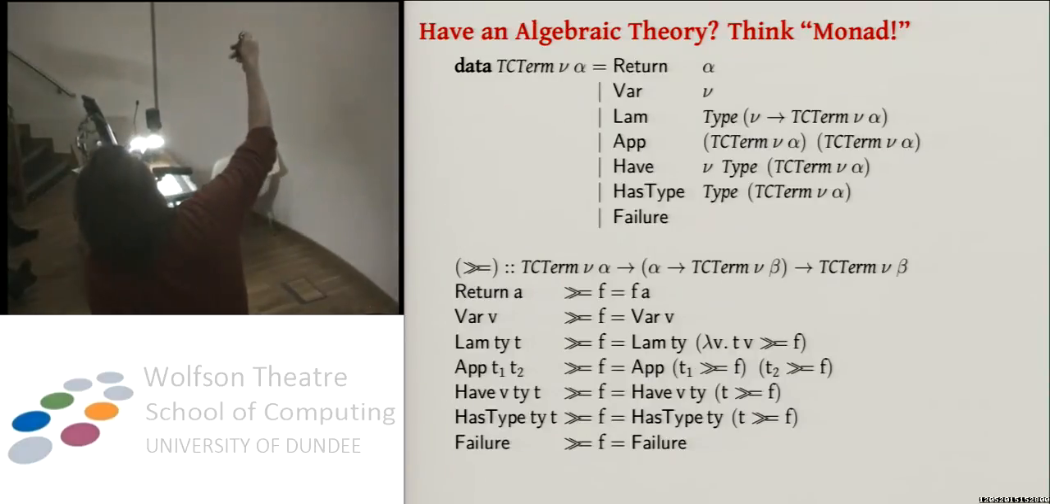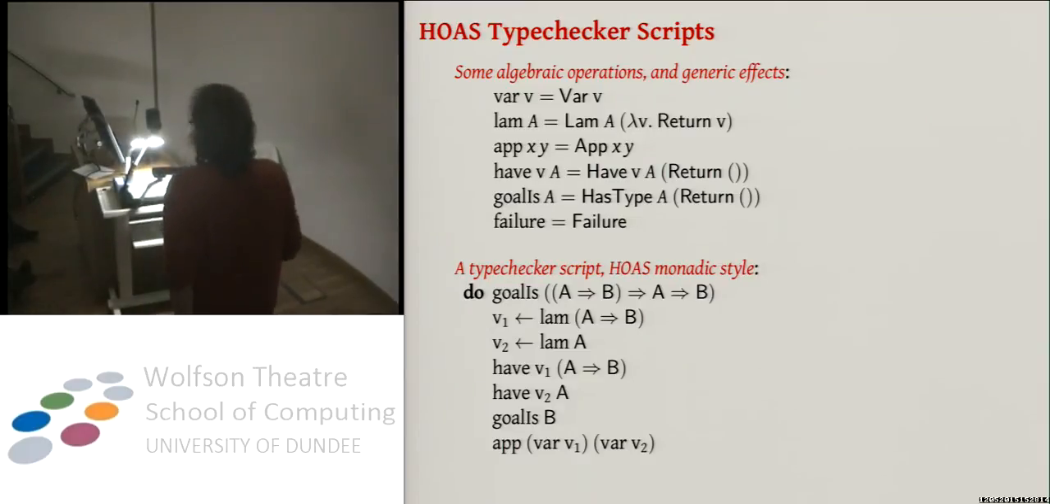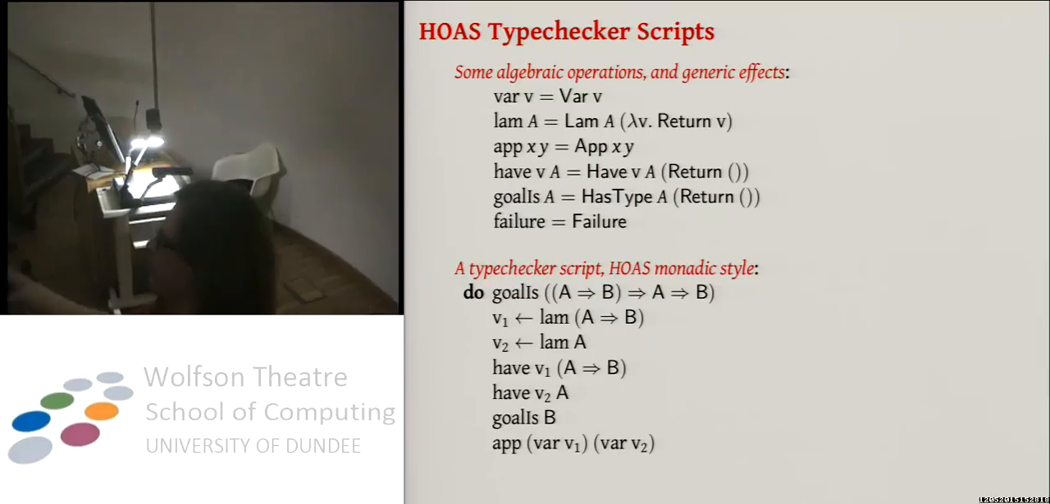We have to change the way that the free monad works just by using new here rather than int, and using a new here to introduce it. The bind works as before. But now we can write type checker scripts that start to look a little bit nicer. We don't have to refer to the de Bruijn indices for variables which have been introduced. We can refer to them by names in the meta language.